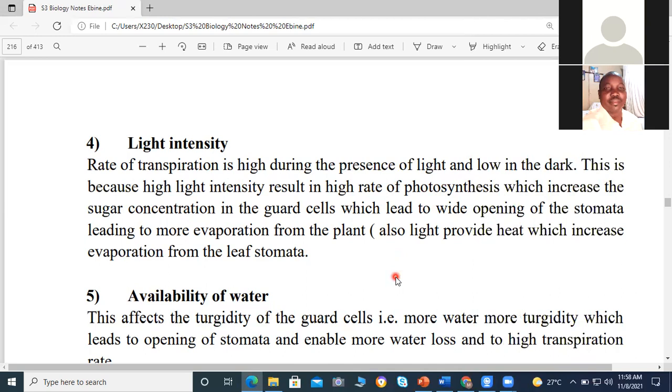That's another environmental factor. Another environmental factor is availability of water. Once there is more water, there is an increased turgidity of the stomatal cells, and of course, it results in more loss of water. Another environmental factor is the atmosphere.